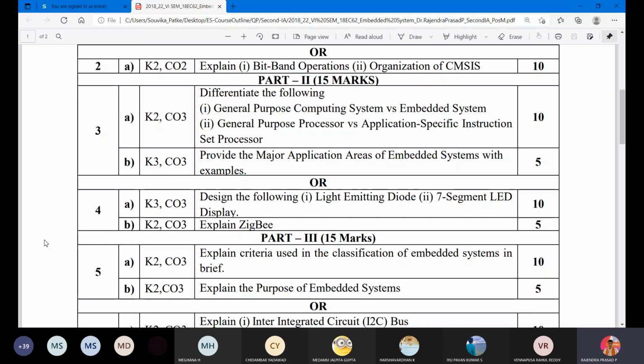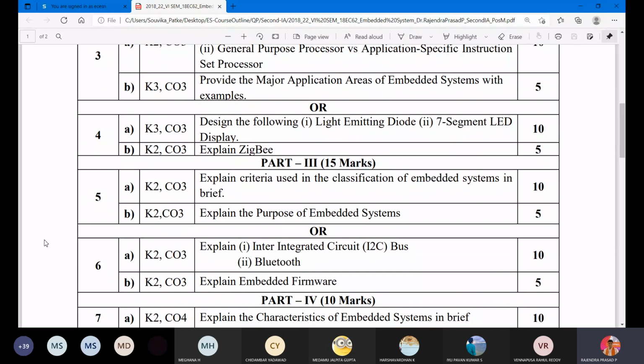For Zigbee you have to give the structure and specification, such as the data rate; all those things are expected in this answer. Okay. Explain criteria used in classification of an embedded system in brief. So what are the different types of classification? Those observations you need to write here. Explain the purpose of embedded system. So the purpose of embedded system is what? To have better efficiency. This is the one word which is there.